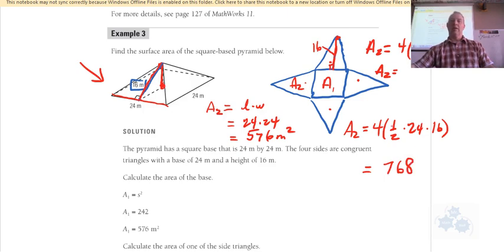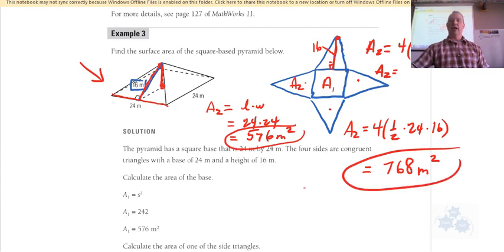768. Okay, does that look right? So 48 times 16. Okay, that's pretty good. That's 768 meters squared. So if that's the case, then we add these two together and we should have the area total, which is the sum of the two.